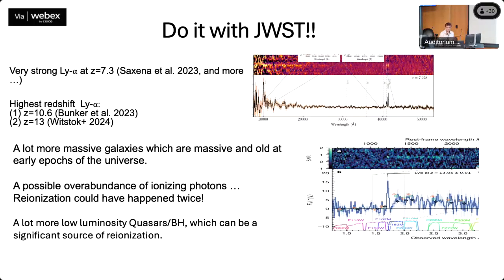And then in addition to that, people are finding a lot more massive galaxies, which are massive and old, at redshifts of 10-ish or something. I mean, there are better experts at that in this audience, so I won't go more into it. And a possible overabundance of ionizing photons. So you could reionize twice. Well, a girl can dream, can't she? A lot more low luminosity quasars and black holes, the little red dots. In numbers, they make up for things, and they can be a significant source of reionization if you're keeping an open mind.